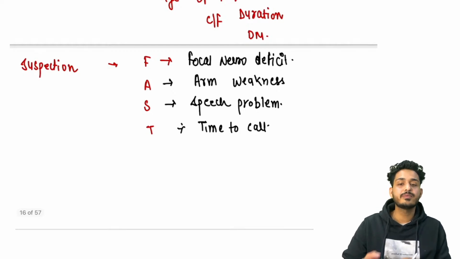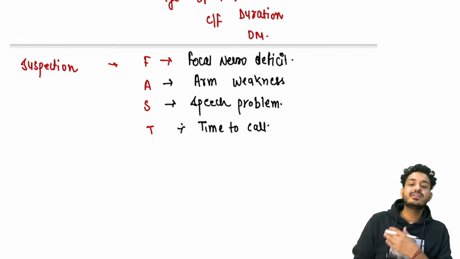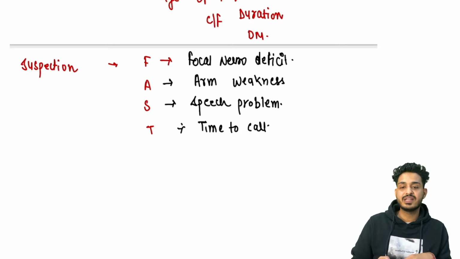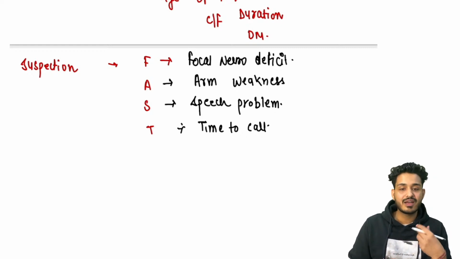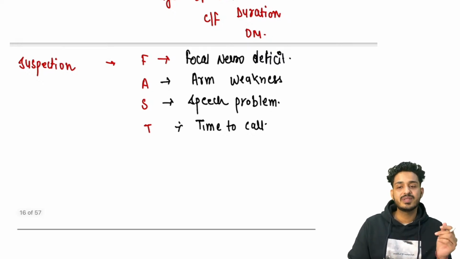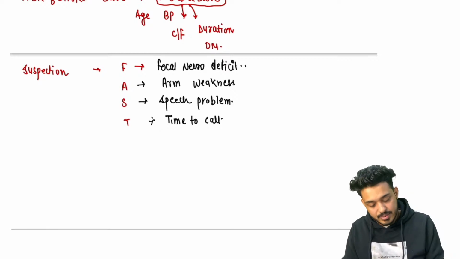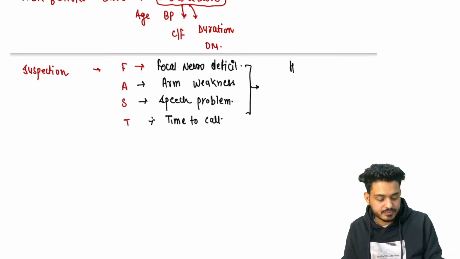If someone is having focal neurological deficit, any weakness in the arm, any side weakness, speech problem, the patient can have Wernicke's or Broca's aphasia, anything can be there, right? Global aphasia, fluent aphasia, I've taught you in the physiology section, right? So if the patient is having any of these symptoms, you will be thinking in terms of stroke, and you will be taking the patient to the hospital, right?